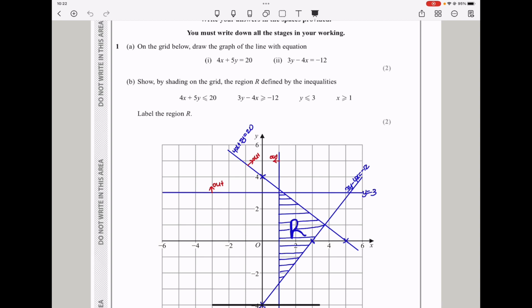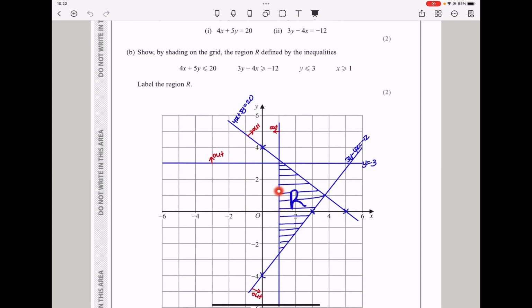And then part b says, show by shading on the grid the region R defined by the inequalities, which are these. I already drew this line and that line, so all I needed was that line and that line. The line x = 1 is this one here. You can see that. And the line y = 3 is this one here. Now the next point is for me to shade the wanted region based on the inequalities given.